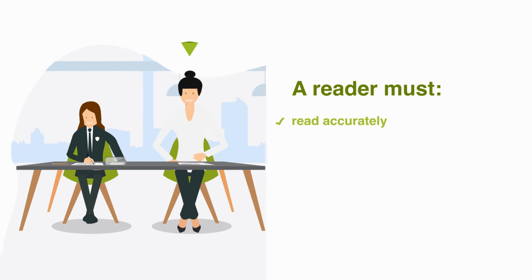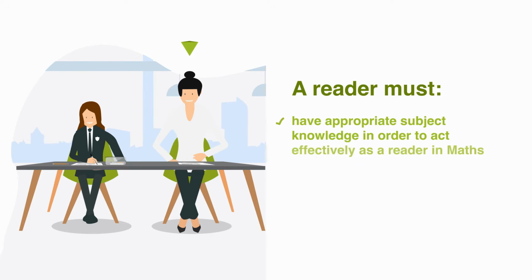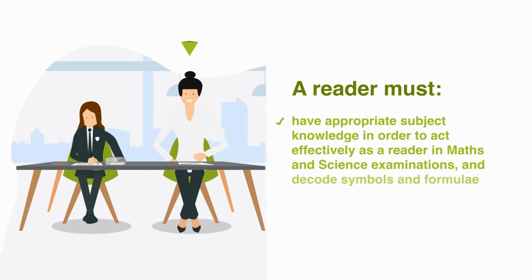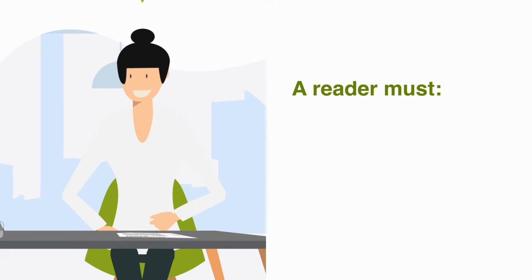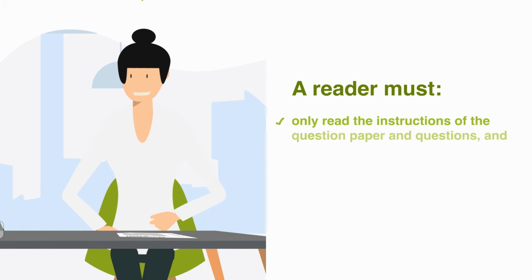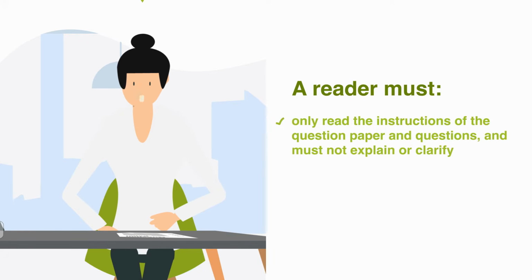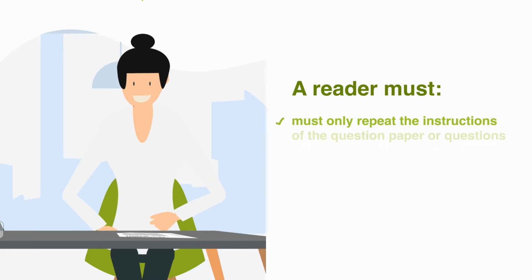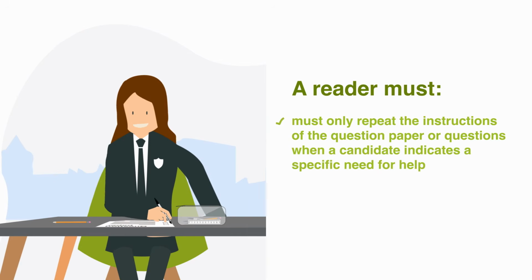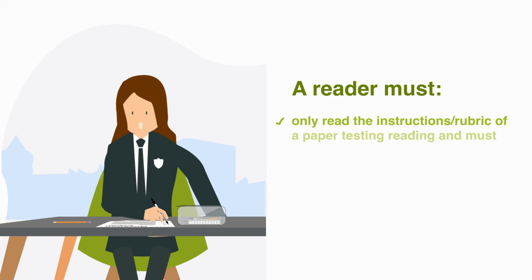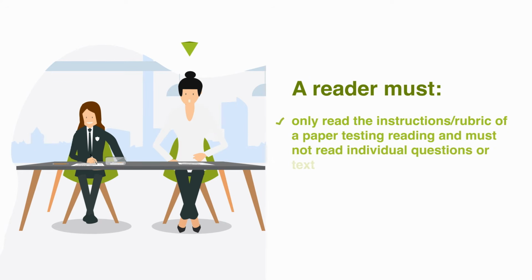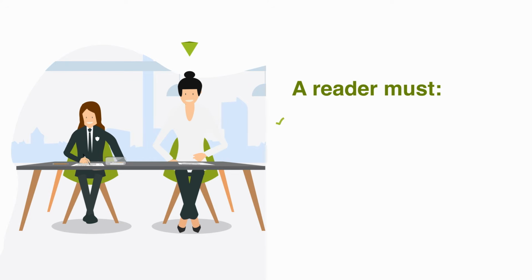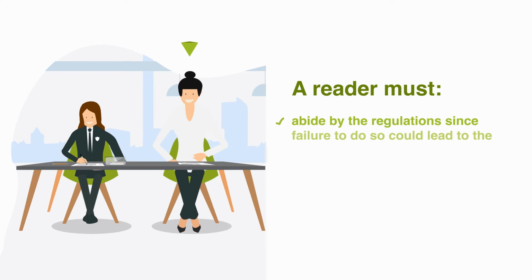A reader must read accurately, have appropriate subject knowledge in order to act effectively as a reader in maths and science examinations and decode symbols and formulae with accuracy, only read the instructions of the question paper and questions and must not explain or clarify, must only repeat the instructions of the question paper or questions when a candidate indicates a specific need for help, only read the instructions or rubric of a paper testing reading and must not read individual questions or text, and abide by the regulations since failure to do so could lead to the disqualification of the candidate.